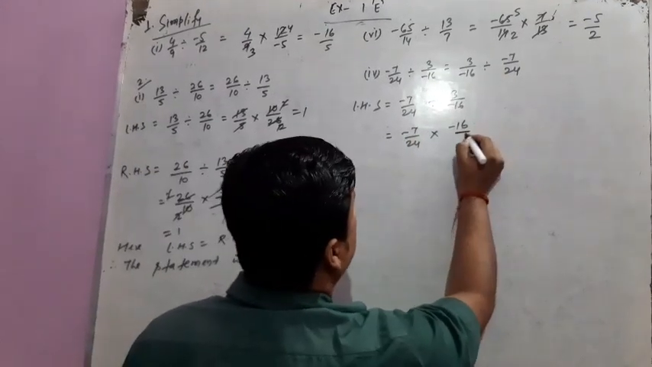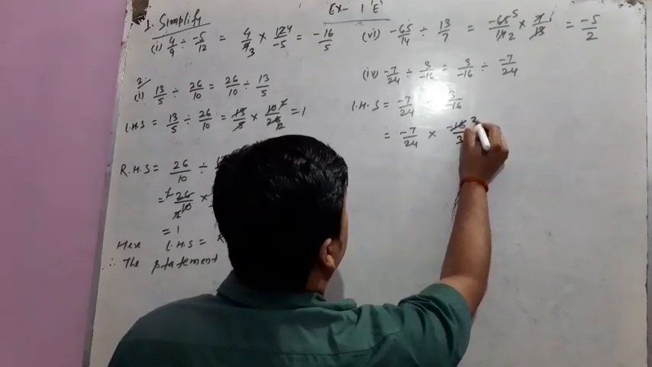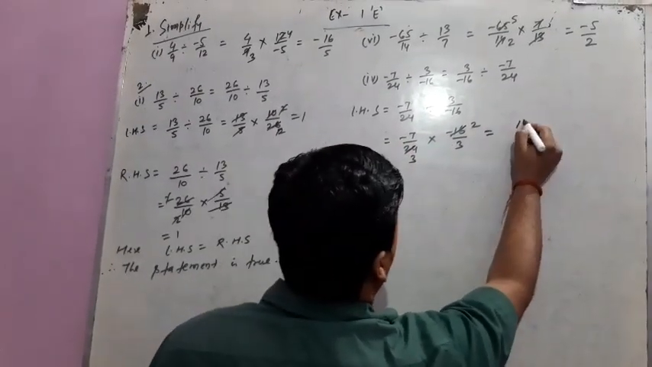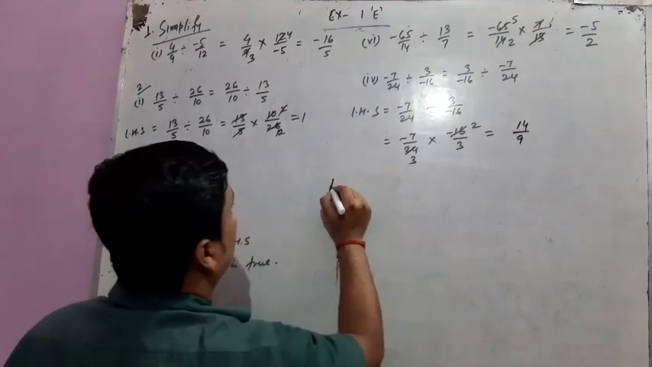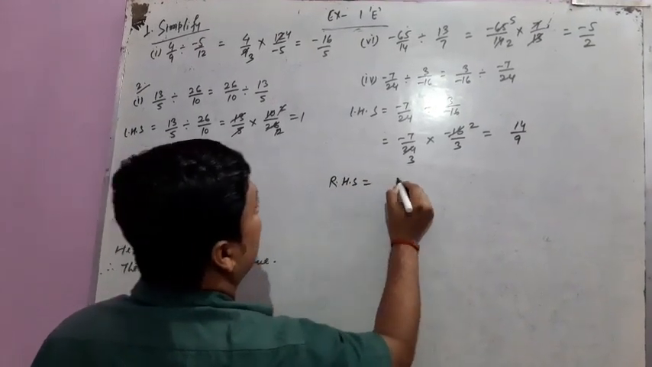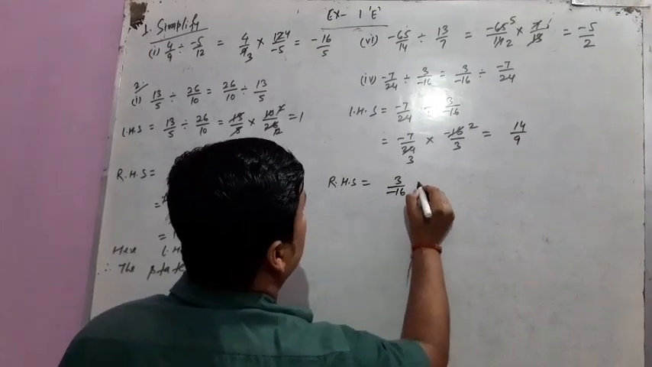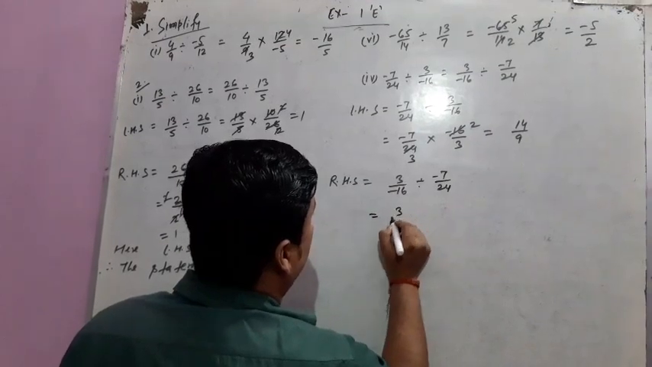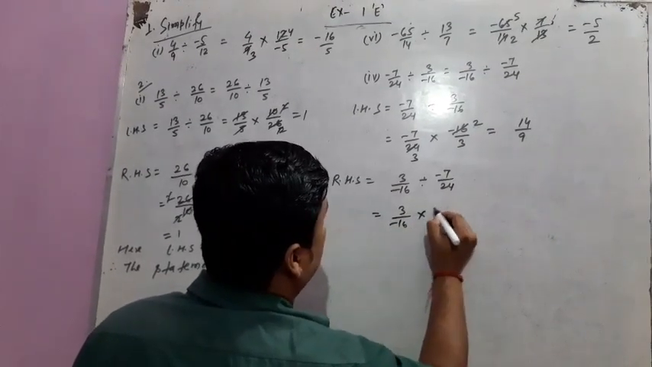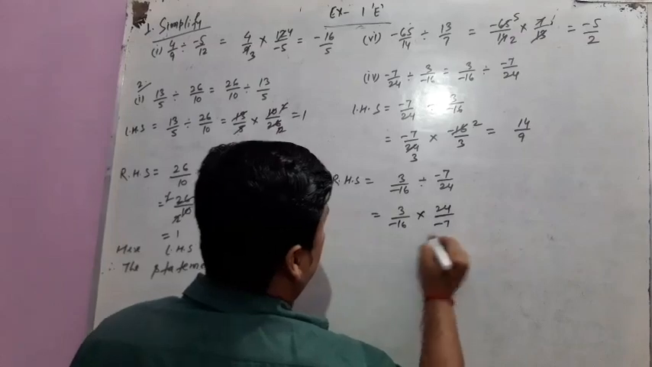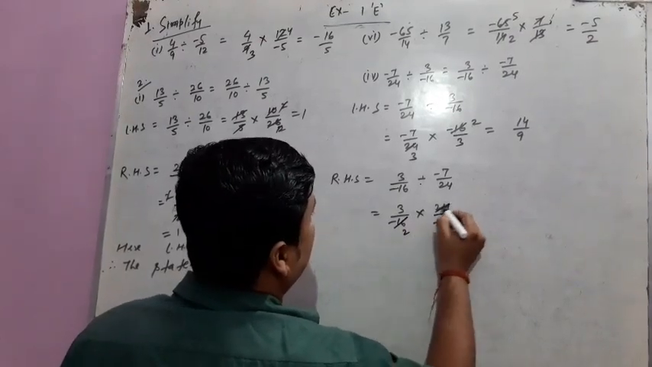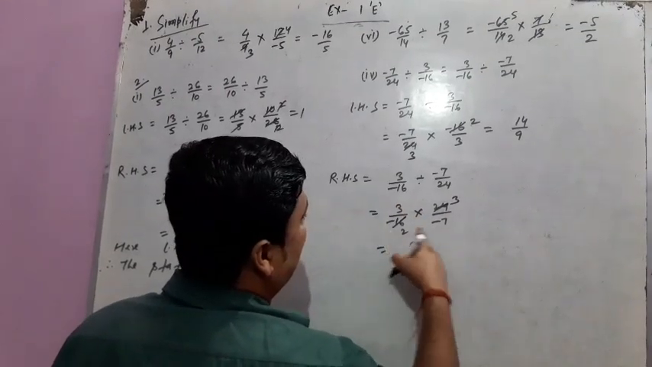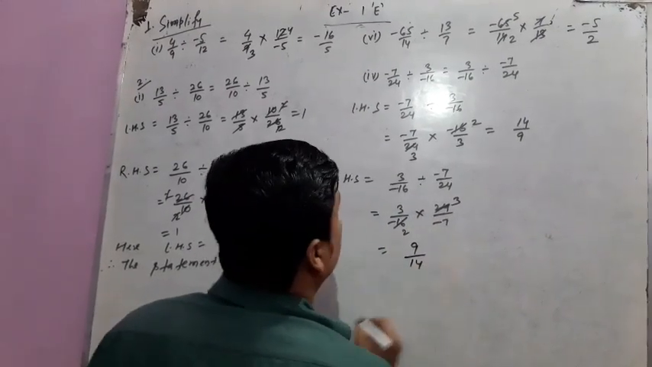So the next term becomes reciprocal, 16 by 3. 8 2s are 16, 8 3s are 24. Minus minus plus. 7 2s are 14 and 3 3s are 9. Now RHS here, 3 by minus 16 divided by minus 7 by 24. Now 3 by minus 16, the divide turns into multiply, 24 by minus 7. 8 2s are 16, 8 3s are 24. So we are solving the terms here, 3 3s are 9, minus minus plus, 2 7s are 14.